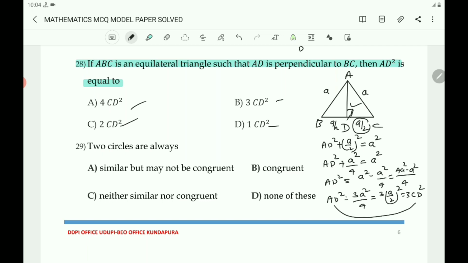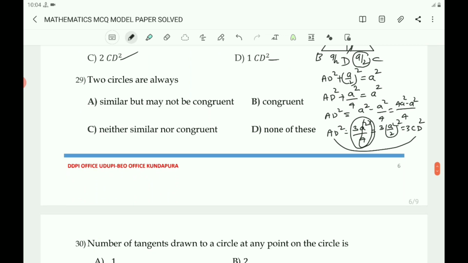So AD square is equal to what? 3 into CD square. Then what is the answer? Option B is the answer, that is 3CD square. Here we have to use the Pythagoras theorem. You will get 3a square by 4. Then you must find this in terms of CD. So you express a square by 4, which is nothing but a by 2 whole square, and that equals 3CD square. So you got the answer. Option B is the answer, that is 3CD square.